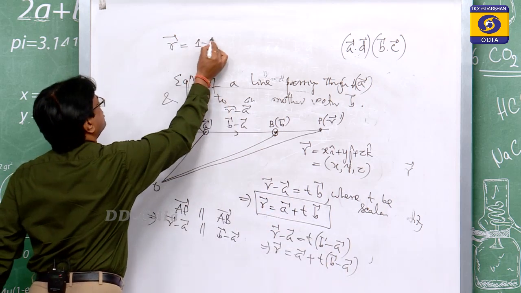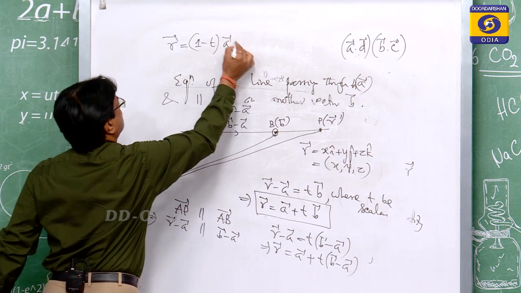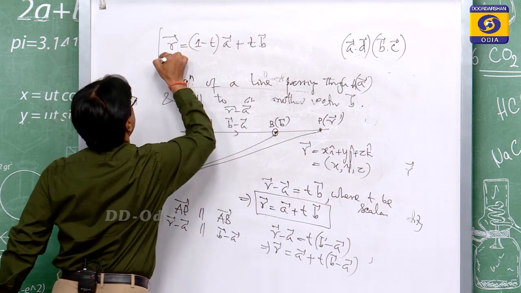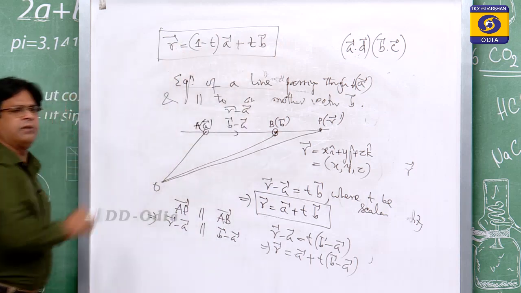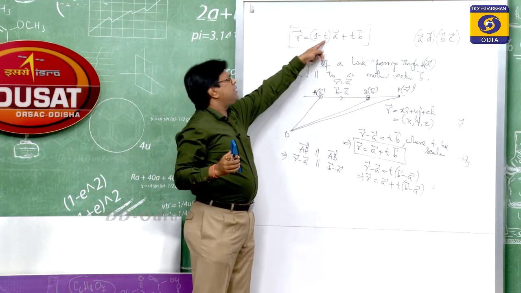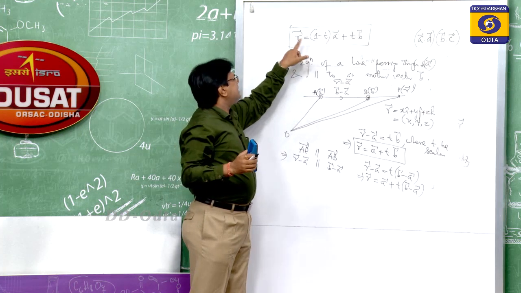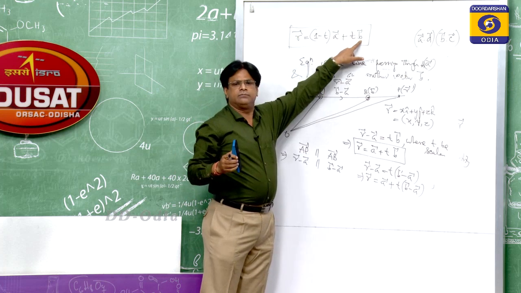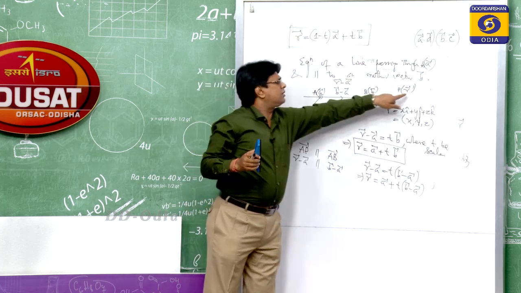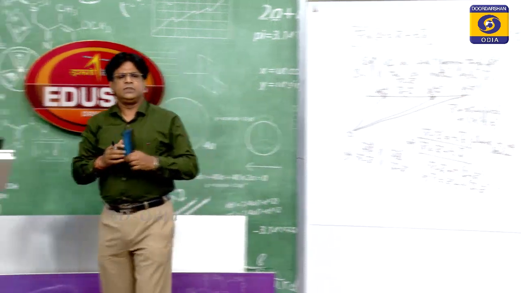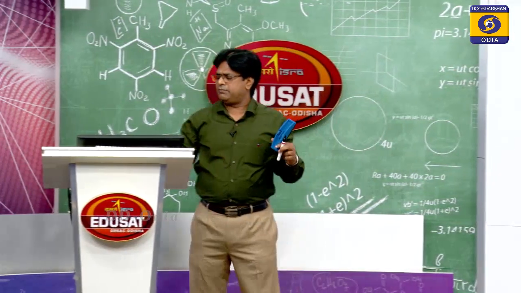So, that is 1 minus t into A vector plus tB vector. So, this is your vector equation of a line passing through 2 points, where t is a scalar quantity. This line passes through vector A and vector B. So, you take another or variable point whose position vector is r. So, this is your vector equation of a line.